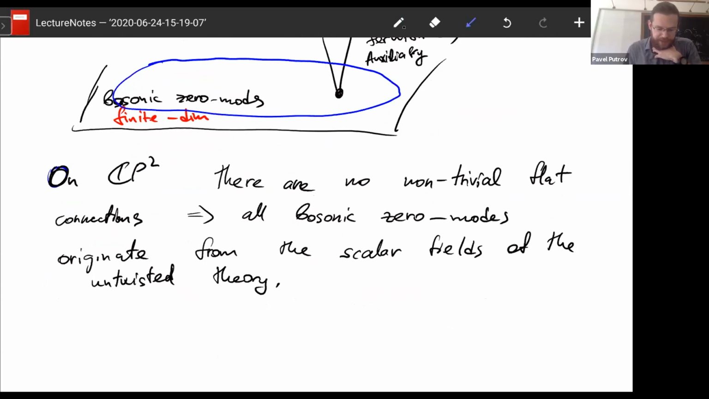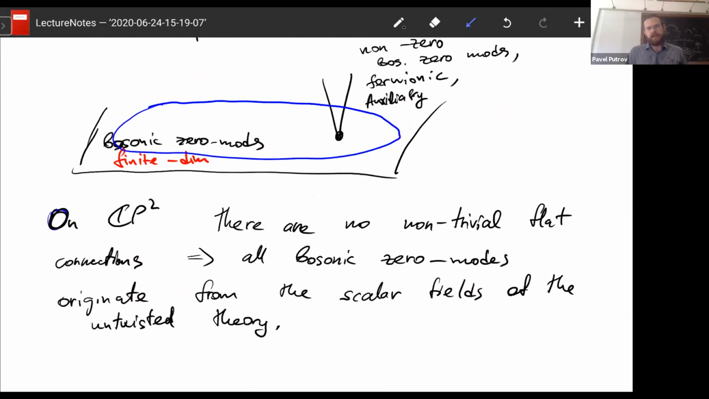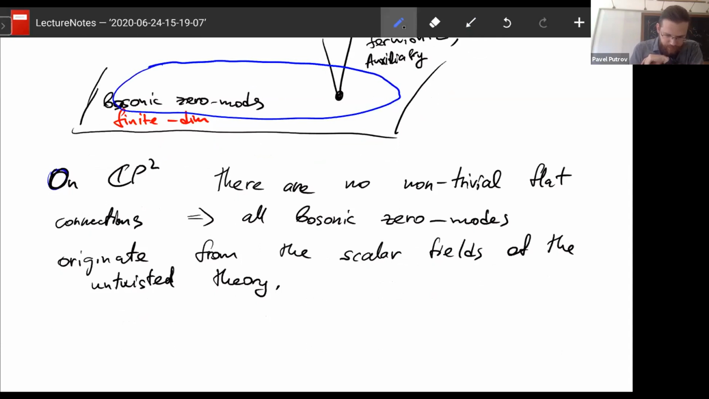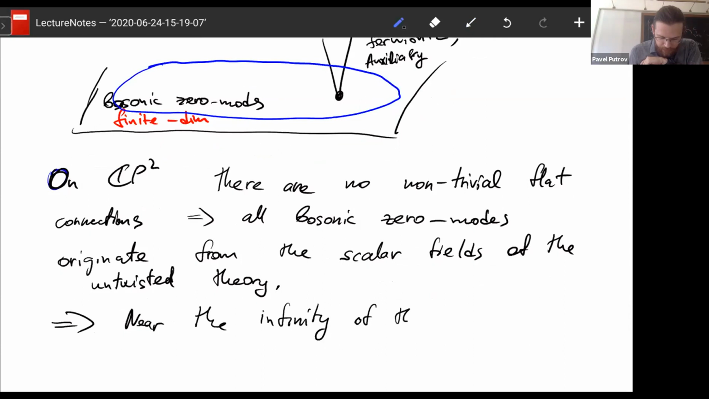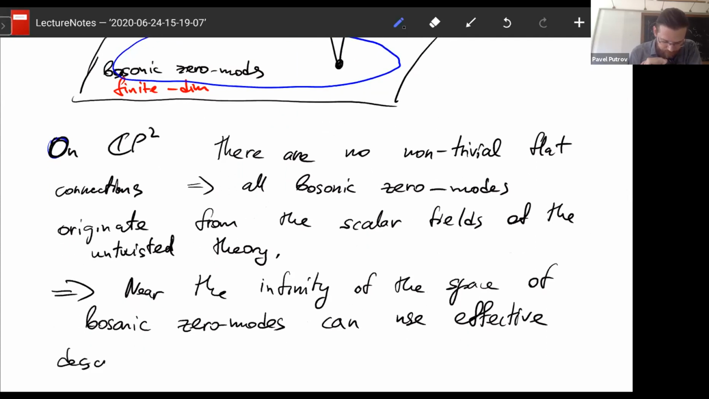This means that if we're interested in the contribution from the boundary in the space of bosonic zero modes, this comes from the contribution where the scalar fields fluctuate over some large mean values. In this description we can effectively use the description of the theory on the Coulomb branch. So near infinity of the space of bosonic zero modes we can use the effective description on the Coulomb branch.